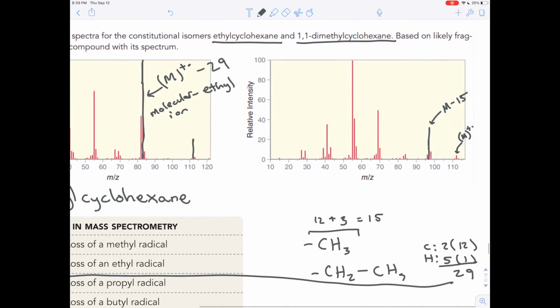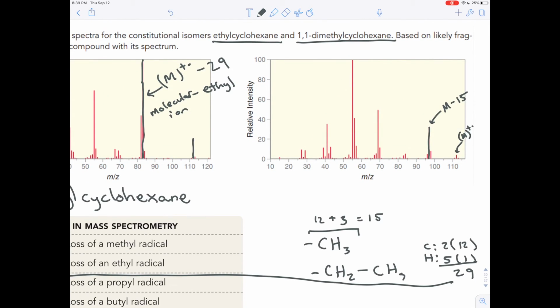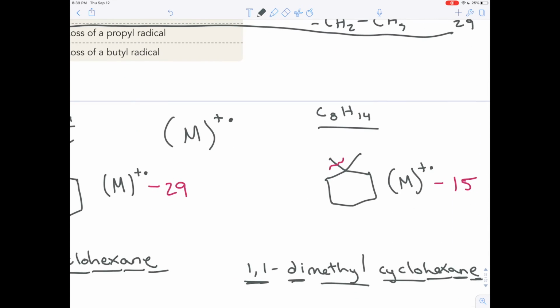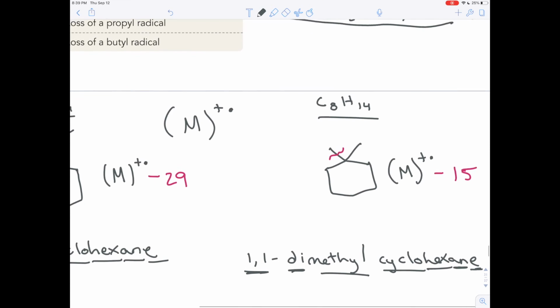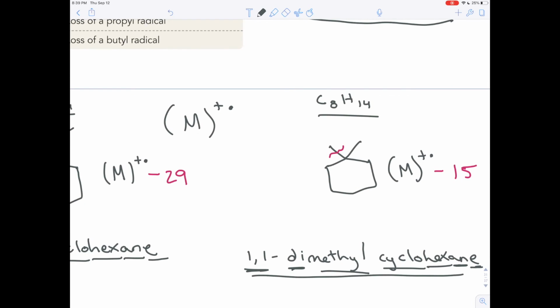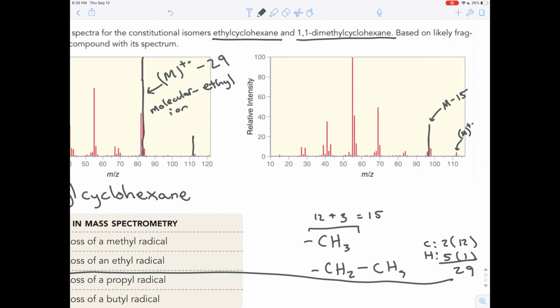And so, because this one on the right does not have the M minus 29 peak, but does have the M minus 15 peak, it must have been the structure that had a methyl branch that could have gotten kicked off, and so it must have been 1,1-dimethyl cyclohexane.